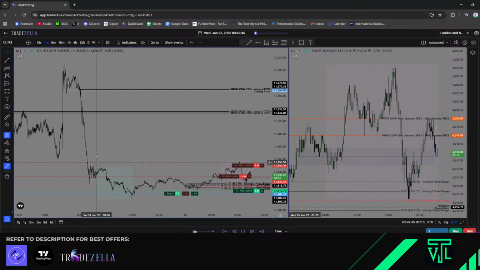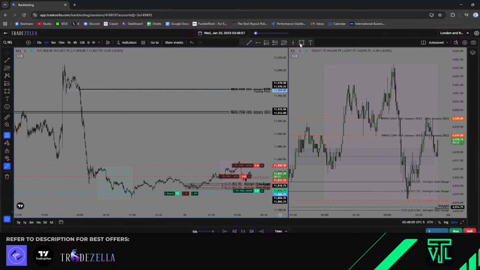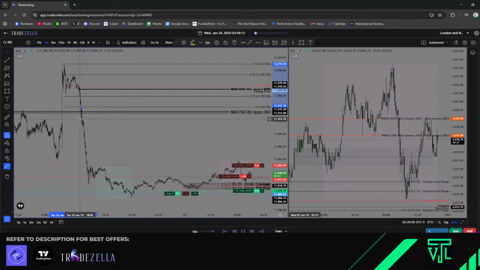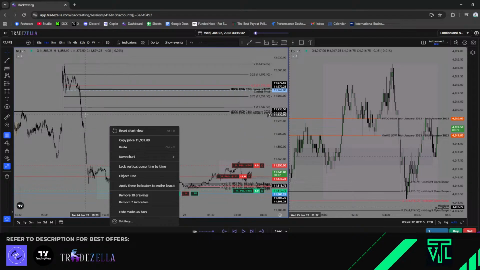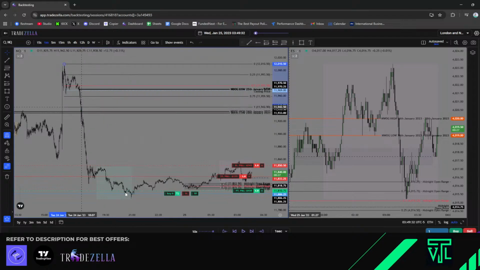Alright, so a discount and premium zone. If you see all of this trading range, this high and this low, okay, it will not allow me to. Oh my god, Trade Zella is just shit.